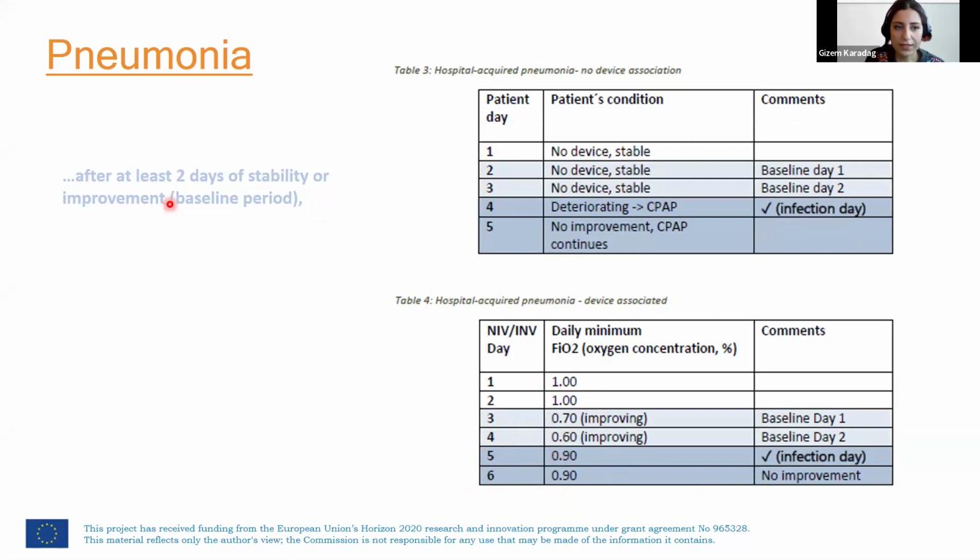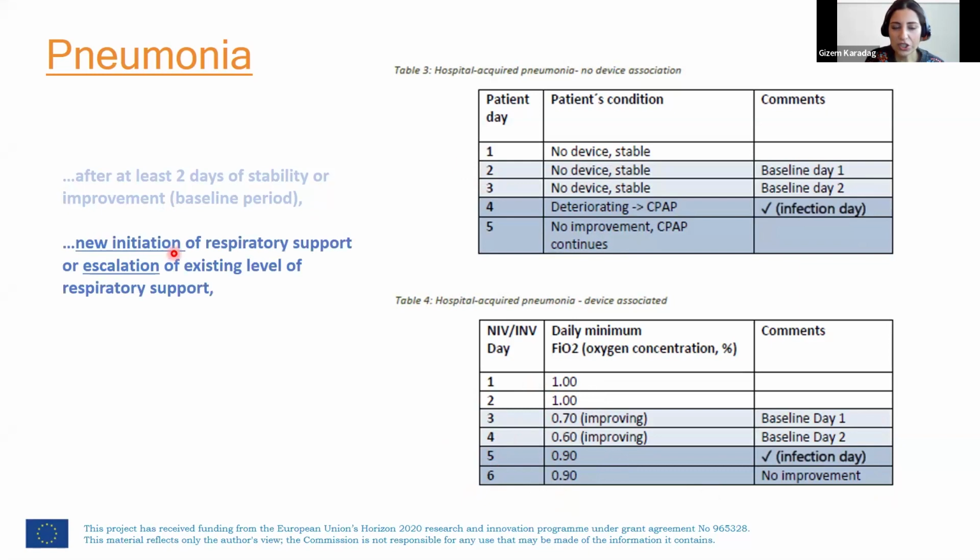So after at least 2 days of stability or improvement, which are our 2 light blue baseline days, there is new initiation of respiratory support or escalation of the existing level of respiratory support. In the first example, you see the new initiation of respiratory support, which is through CPAP. And in the second example, you see escalation of the existing level of support, which you see from the higher oxygen demand. That doesn't improve within less than 2 days.